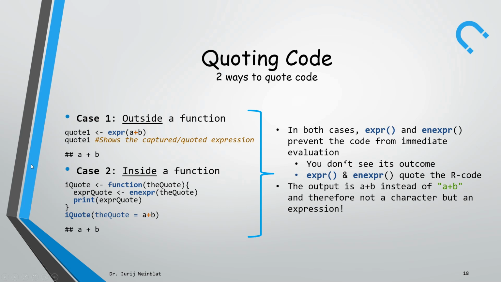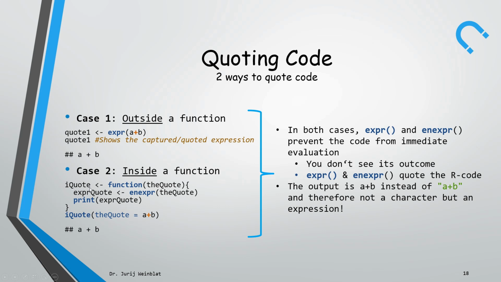And now let's come over to case number 2. Case number 2 becomes relevant when you are inside a function. And we have an example for that right here. So we have a function which I called iQuote, and which I created in these 4 lines. And in the 5th line, I actually execute the function. This function has a parameter vQuote, and as an input for vQuote, I put in some source code, so a plus b. Similar to how I did it with the sum function, where I also executed it and told it a plus b as the actual input.